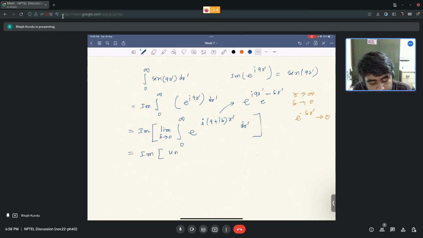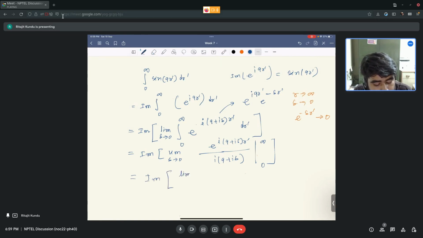So limit delta tending to 0, and then there is 1 by, so this is just like any normal exponential integration, so it is just e to the power i q plus i delta r prime, and in the downstairs we will have i q plus i delta. Okay, and we'll have to set the limits from 0 to infinity. So at infinity, obviously this whole thing is 0. Okay, so the limit we have to set is just the lower limit.